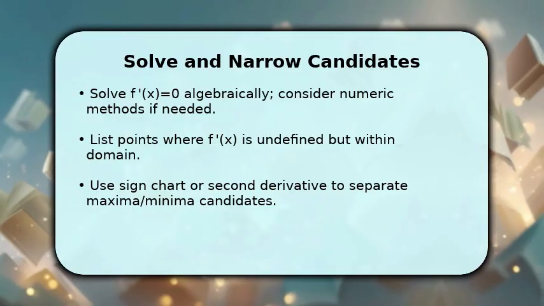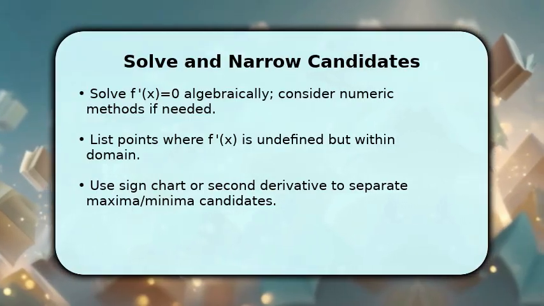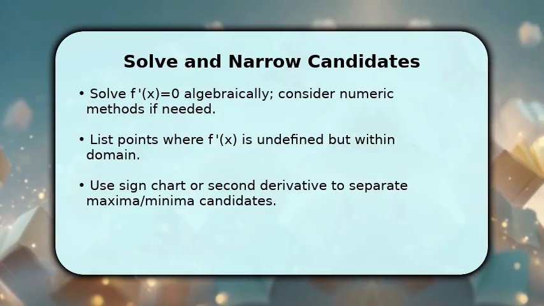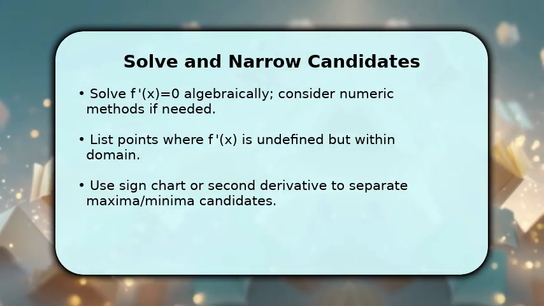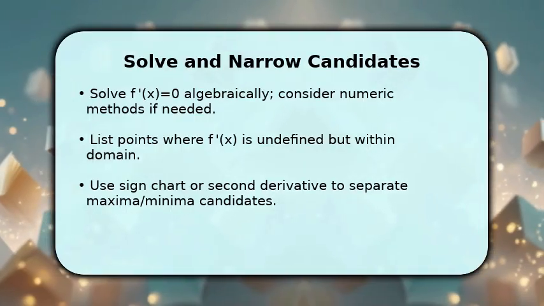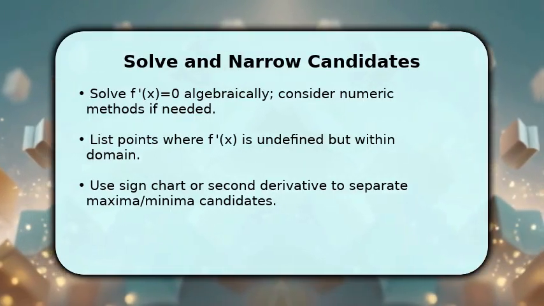Once you have candidates, construct a sign chart for f prime or compute f double prime to see concavity. This separates rising versus falling behavior. Make sure to handle repeated roots carefully, since multiplicity affects sign changes and therefore the classification.